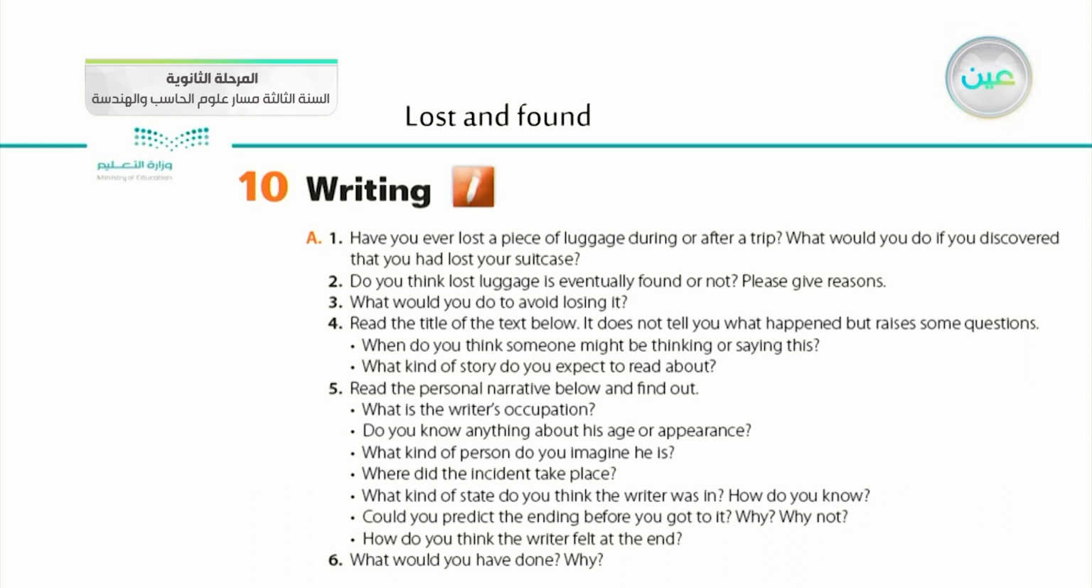Number 5, read the personal narrative below and find out: What is the writer's occupation? Do you know anything about his age or appearance? What kind of person do you imagine he is? Where did the incident take place? What kind of state do you think the writer was in? How do you know? Could you predict the ending before you got to it? Why and why not? How do you think the writer felt at the end? What would you have done and why? All these are questions.